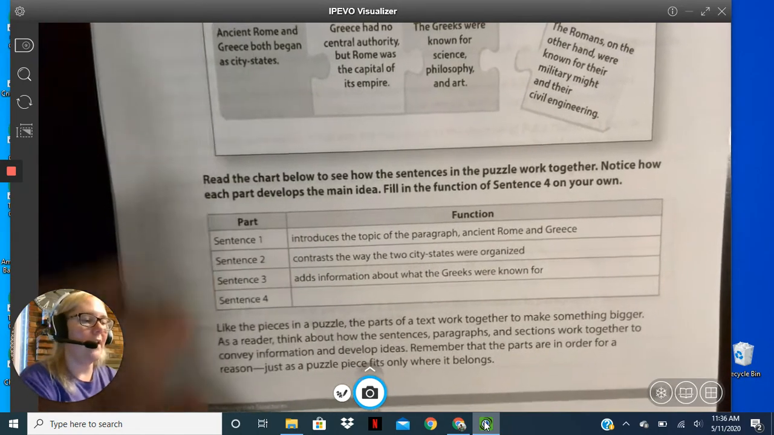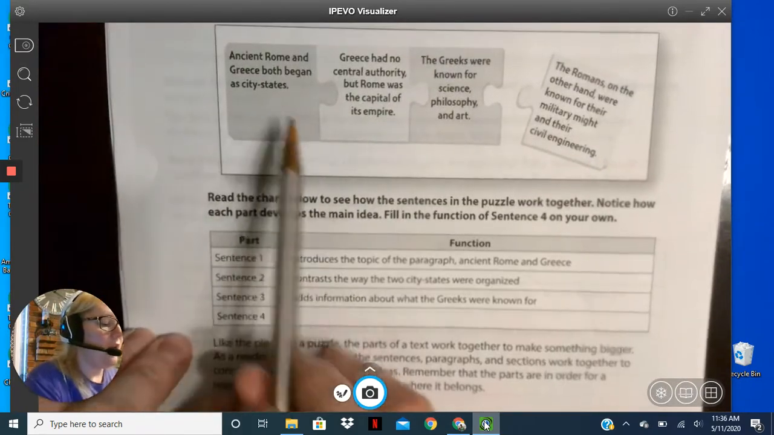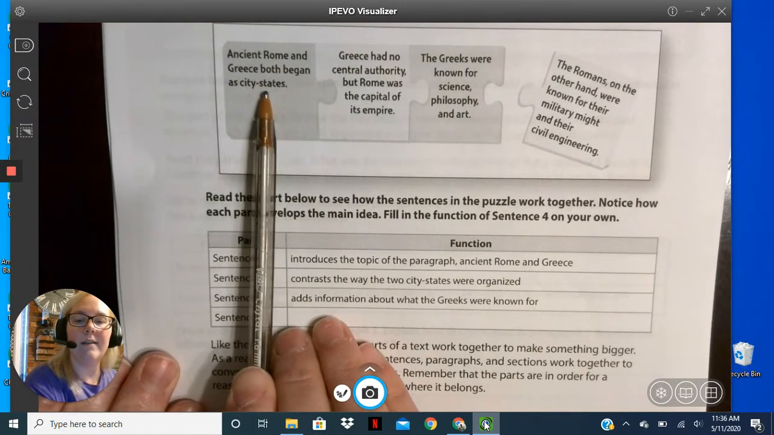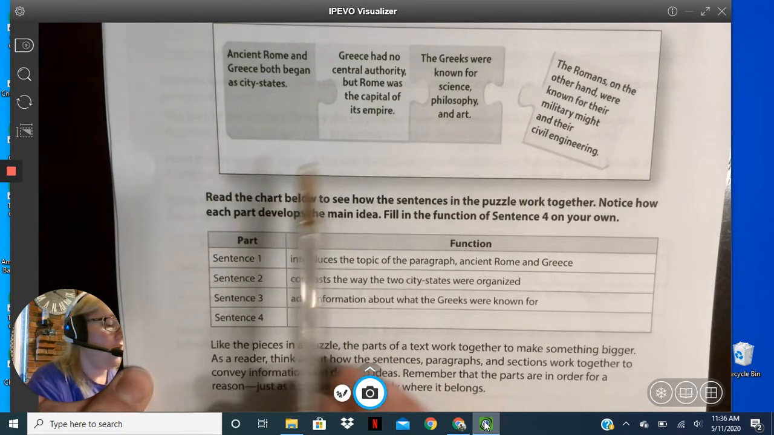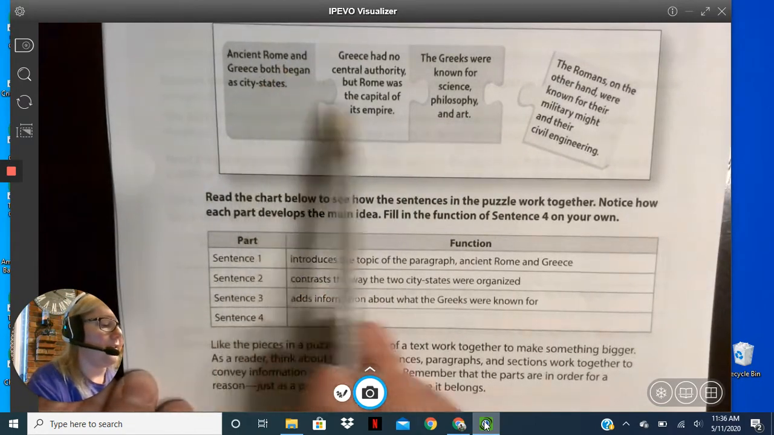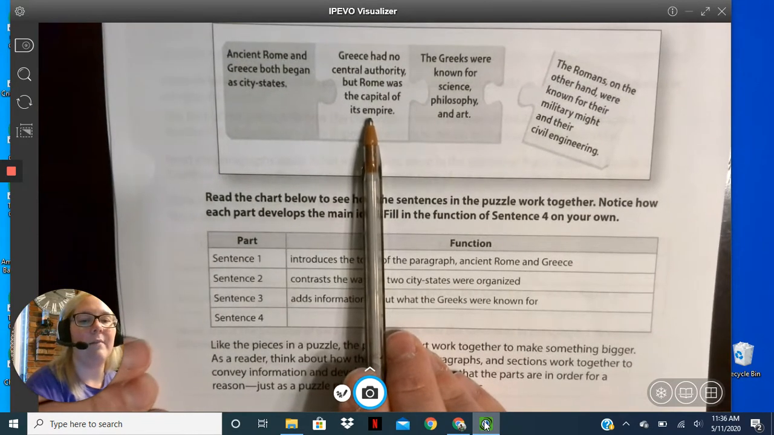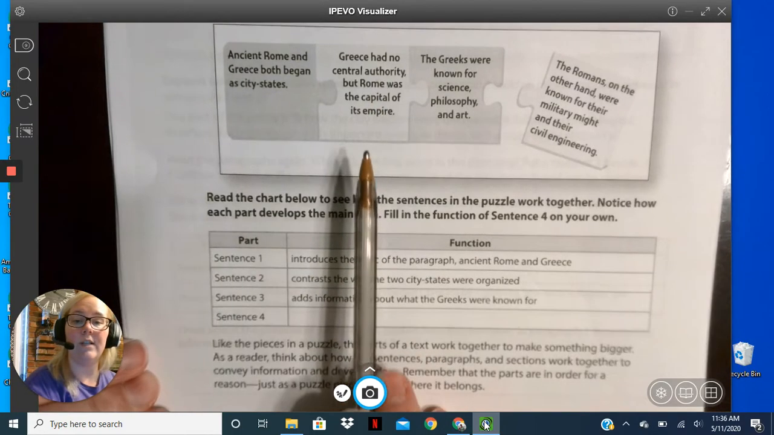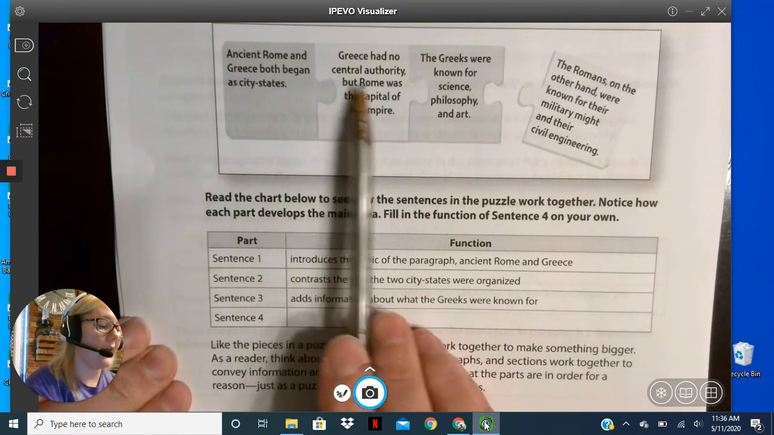Okay, so let's practice this together with this short four-sentence story. Ancient Rome and Greece both began as city-states. What sentence 1 does is introduce the topic. A lot of times your sentence 1 or your paragraph 1 will introduce the topic, and the topic is ancient Rome and Greece. Sentence 2 says Greece had no central authority, but Rome was the capital of the empire. So that contrasts the differences between how the two city-states were organized. One didn't have authority, and one had Rome as the capital.